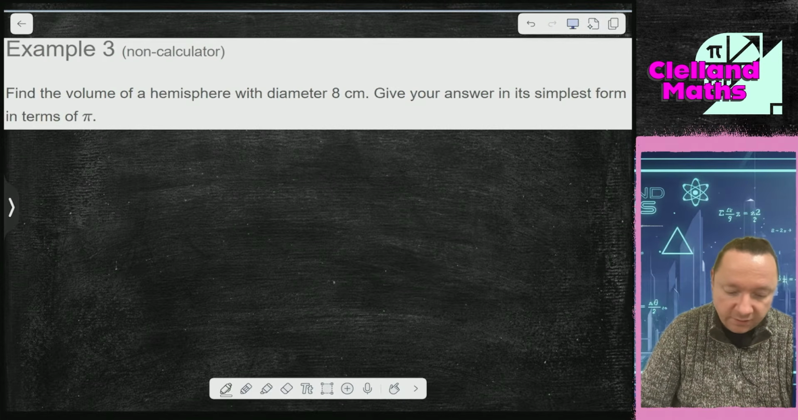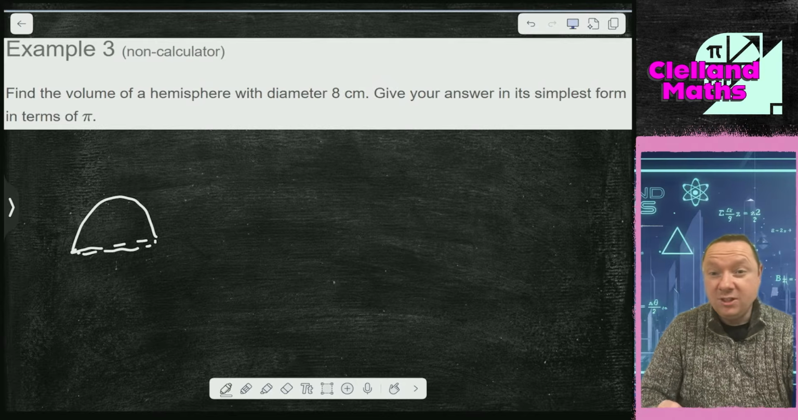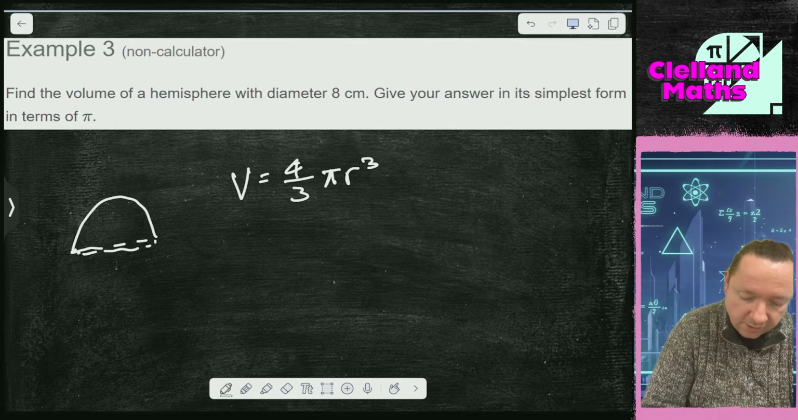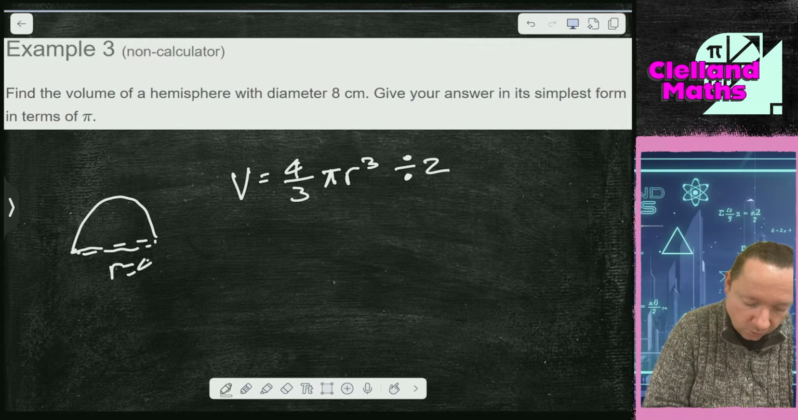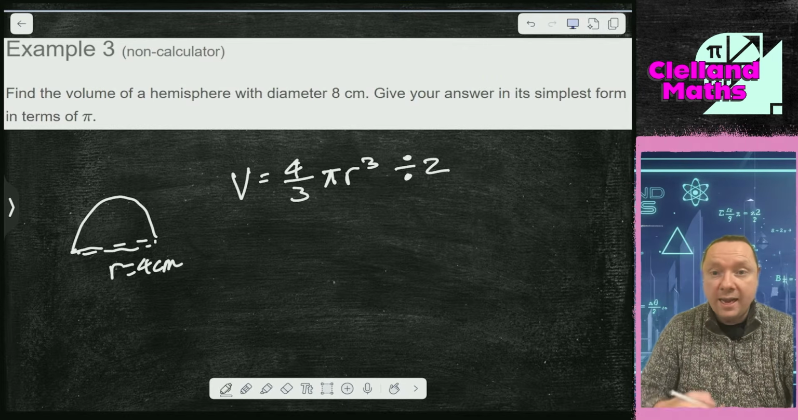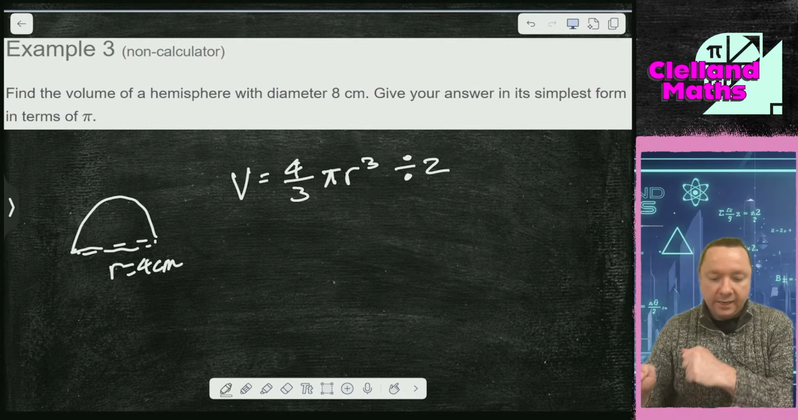Find the volume of a hemisphere, diameter 8. Give your answer in its simplest form. So a hemisphere is like half a sphere. If I know the volume of a sphere from the start of the exam paper is 4/3 πr³, then it's that divided by 2, or half of that. So what's the radius? Well, diameter is 8, so the radius is 4 centimeters. And I have to give my answer in terms of pi, so I'm not to actually work anything out, not 3.14, just leave it with a pi in it.